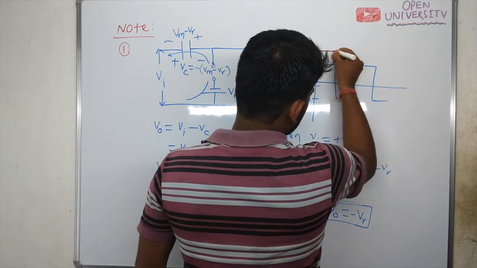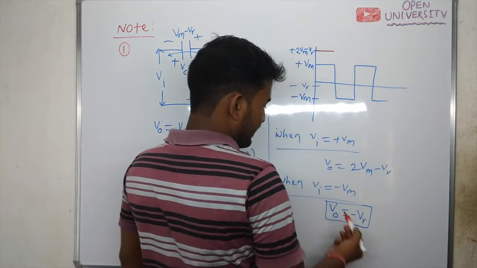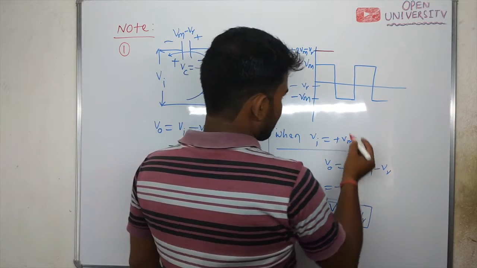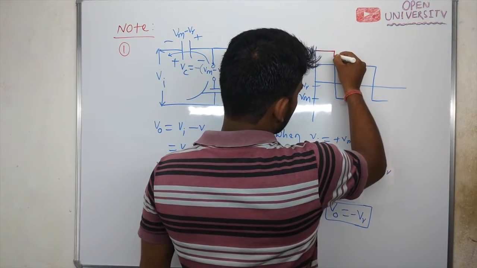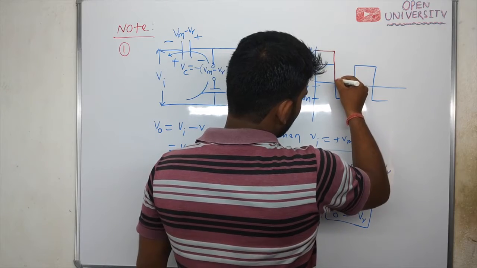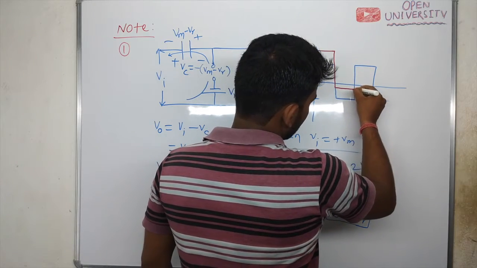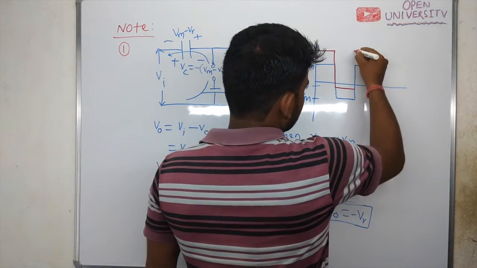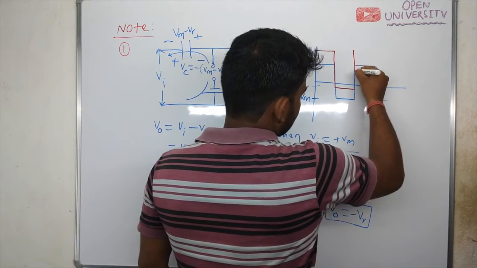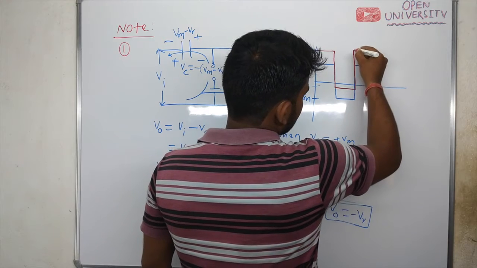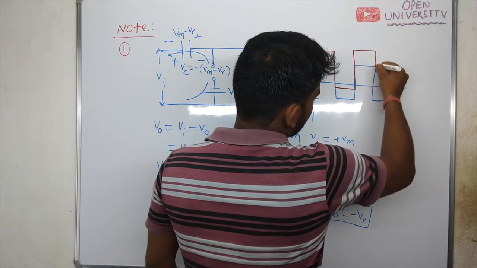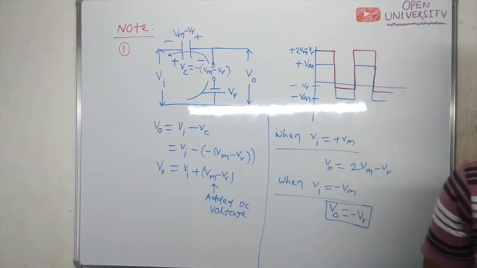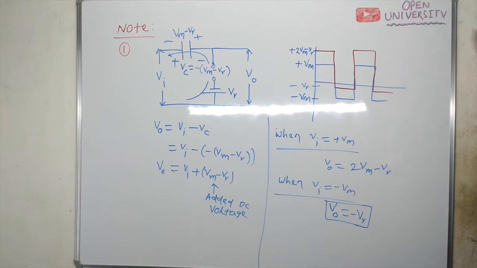This is your output voltage. And when input voltage is minus Vm, output voltage is minus V gamma. Where is minus V gamma? Here. This is the output waveform. The red color is the output waveform.